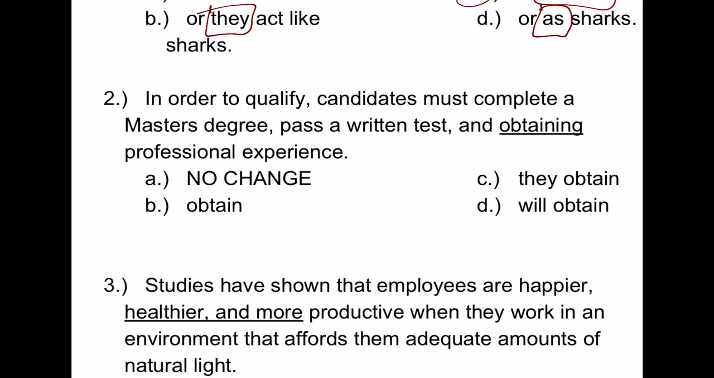In order to qualify, candidates must do 3 things. They must complete a master's degree, they must pass a written test, and they must blank professional experience. So this third word has to be a verb in the present tense like complete or pass, which means B is the best answer. We have a gerund, a pronoun, and a future tense verb for these other choices.